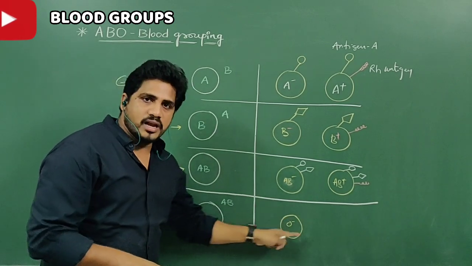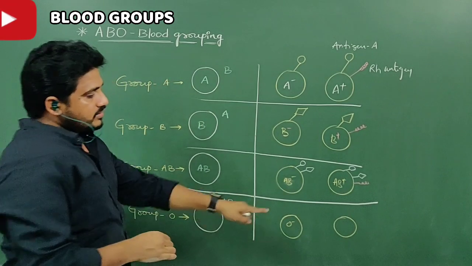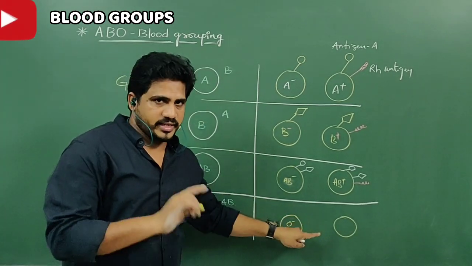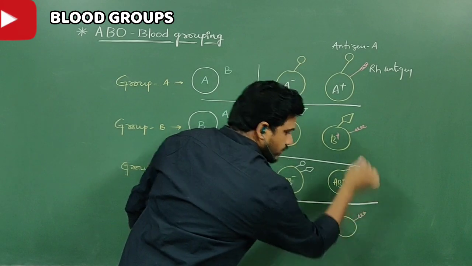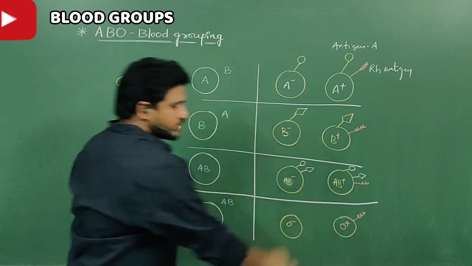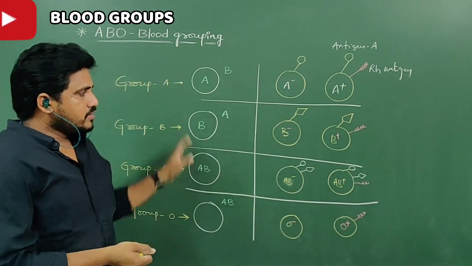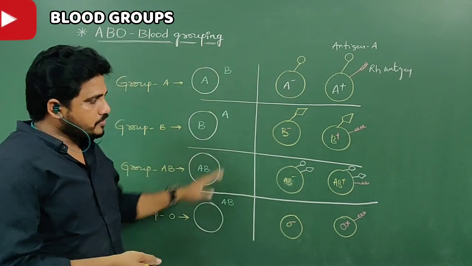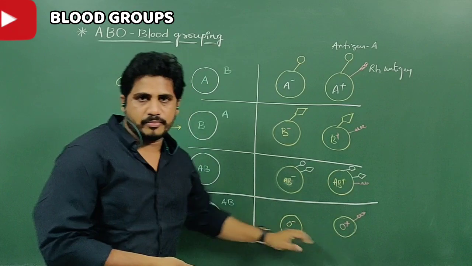That is why null. Whereas in the O blood group, A and B are absent. If it has RH antigen, then it is called O positive. Otherwise it is O negative. According to this, tell me the answer. Here are all the common blood groups, they are complete. This is all types of blood groups.